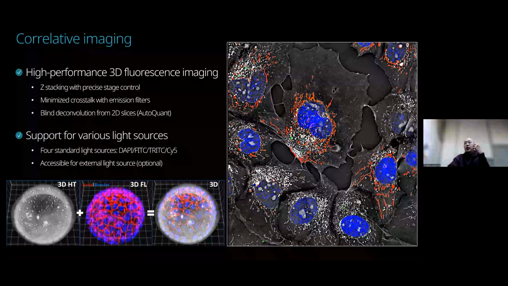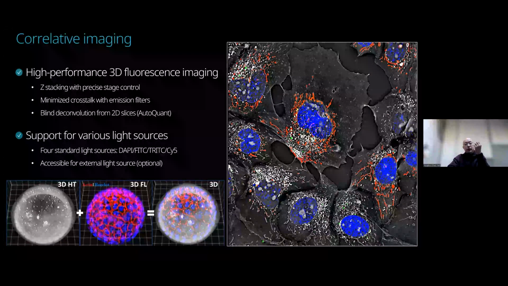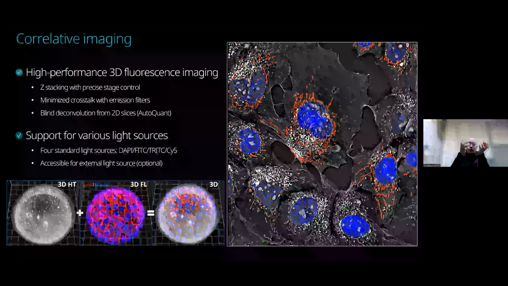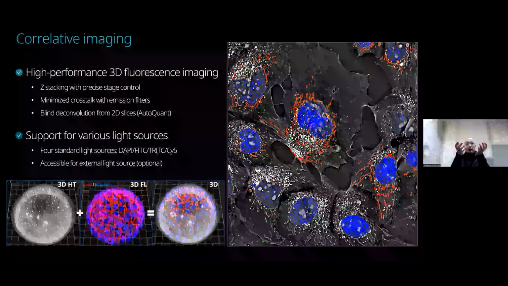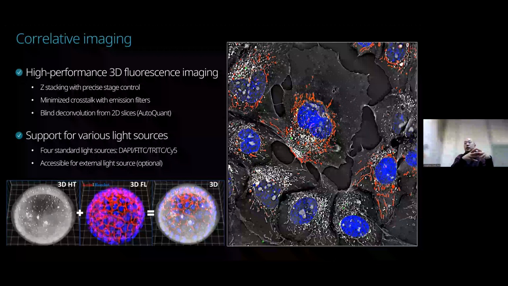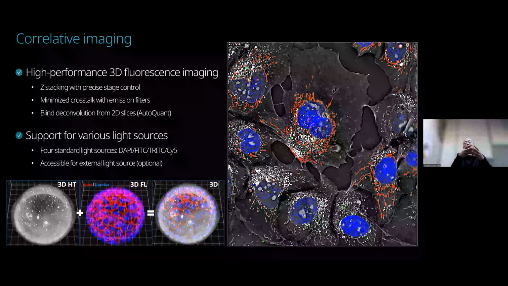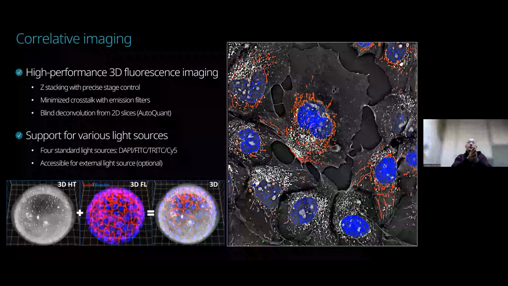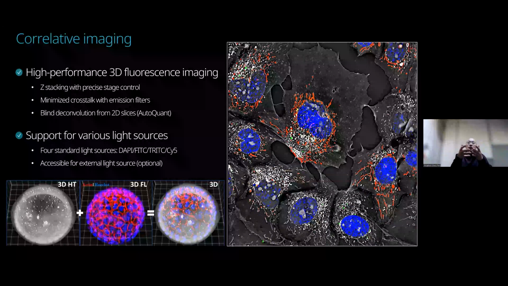When PET-CT is used together, the CT provides structural information and PET provides the molecular specific information. We can do a similar thing. The HT can provide structural information of the cell, and the 3D fluorescence can provide the molecular specific information.